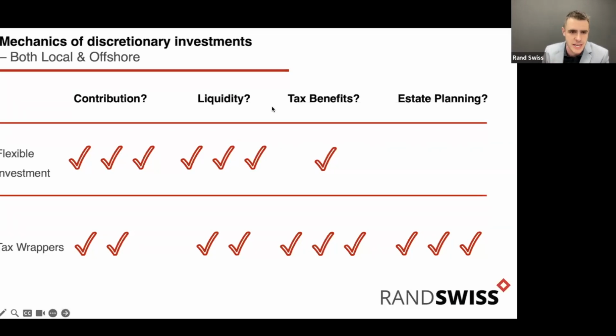If we now compare to tax wrappers, these are very, very different. They have a lot more advantages on the tax benefit and estate planning benefit sides.